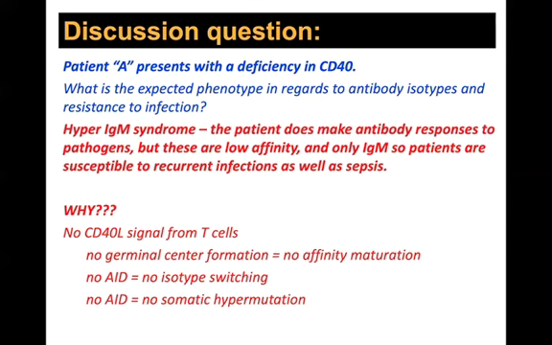So that CD40 ligand signal from the T cells says form the germinal center. Without that, you don't get somatic hypermutation, you don't get affinity maturation, you don't get isotype switching, you don't get long-lived plasma cells or memory B cells. Okay, so that's why patients with this have recurrent bacterial infections.